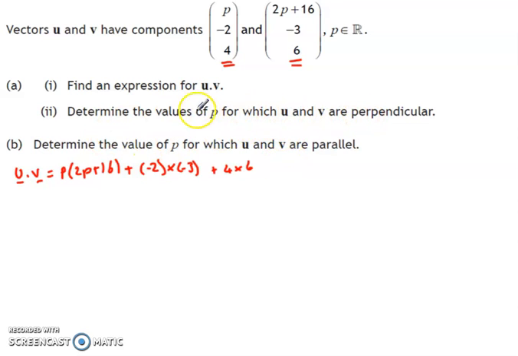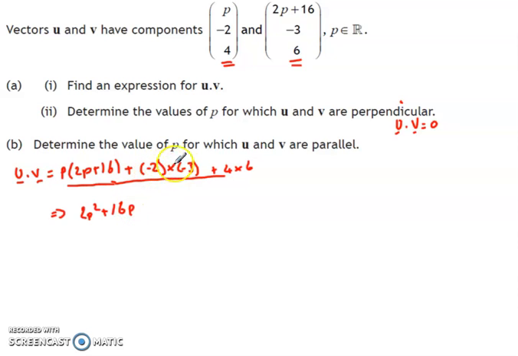However, part 2 wants us to determine the values for p for where they're perpendicular. Now for this one, we have to use the fact that we know the dot product u dot v is equal to 0 in order for them to be perpendicular. So what I want is this expression I've got here equal to 0. So in order to do it, what I'm going to do is start simplifying it. So if I multiply out the brackets and calculate each of these corresponding terms, what I'm then able to say is therefore 2p squared plus 16p.